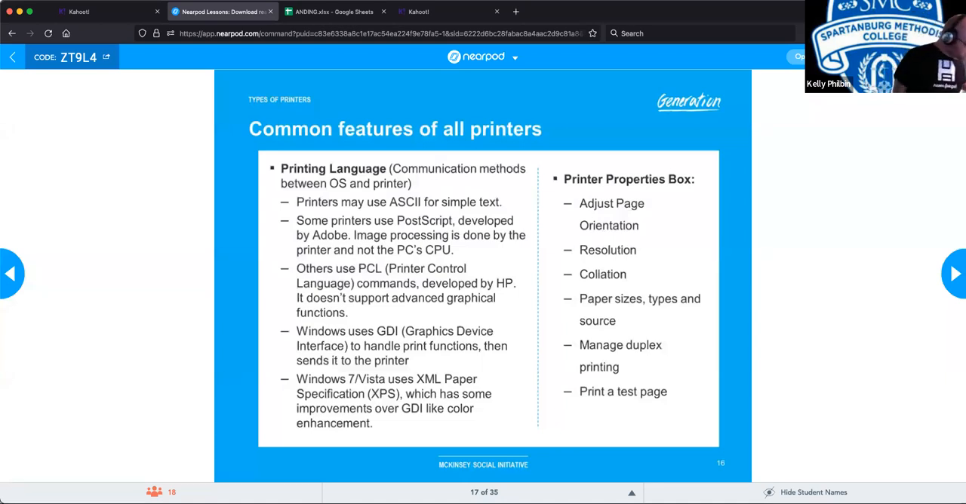So very good. Putting some of these puzzle pieces together a little bit. They're not all separate silos. They do have a lot of crossover.